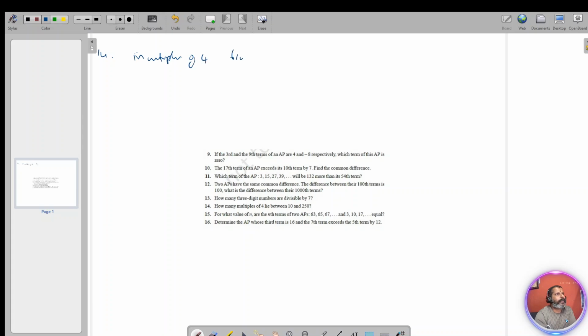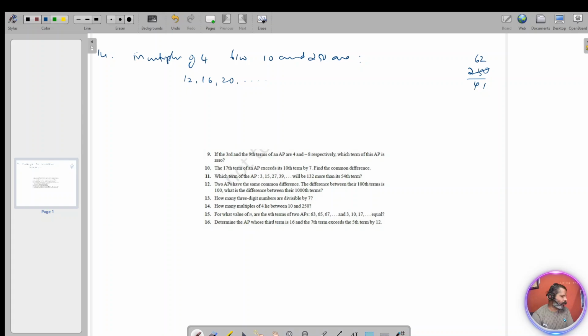Multiples of 4 between 10 and 250. 10 will not go, 11 will not go, 12 will go, right? 4 threes are 12. Means 4 multiple means we get 4 more. 250, does 250 go in 4? Just check divisibility. 4 1s are 4, 4 6s are 24, 1 carry, 1 remaining. 10, 4 2s are 8, 2 remaining, right?